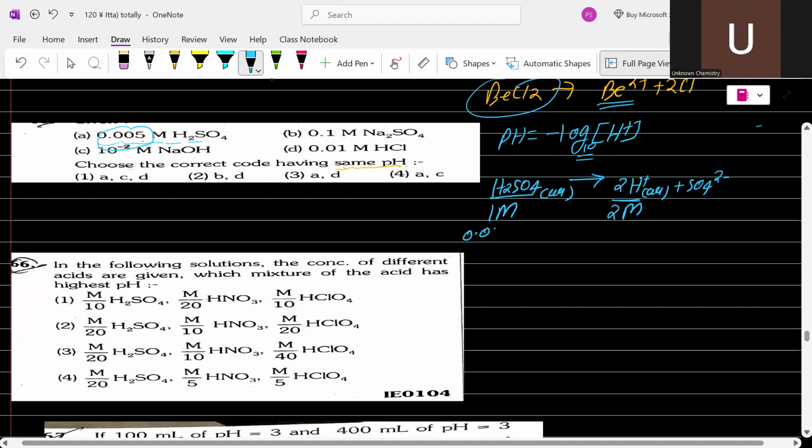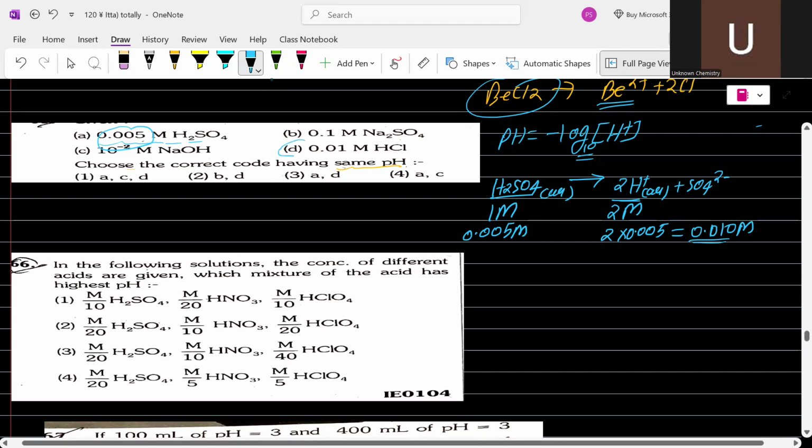It is 0.005 molar. So here 2H plus ion means 2 into 0.005, or we can say the H plus ion concentration is 0.010 molar. So we got 0.10 molar.